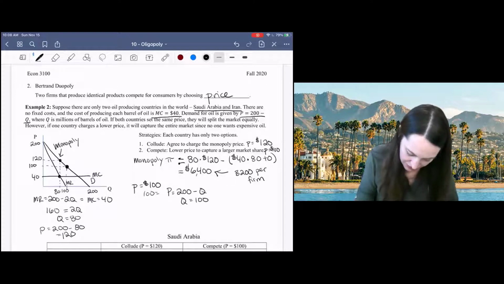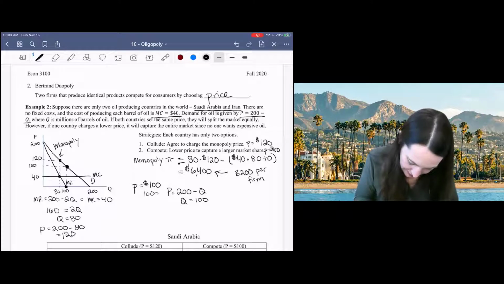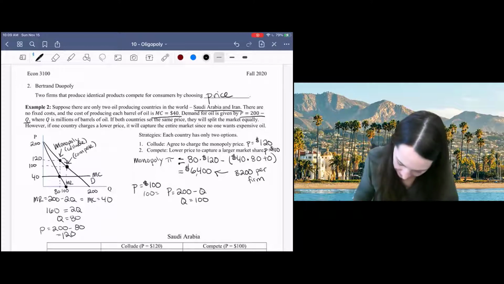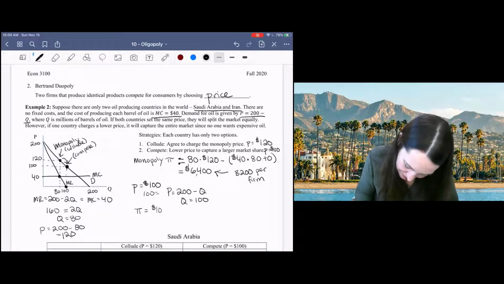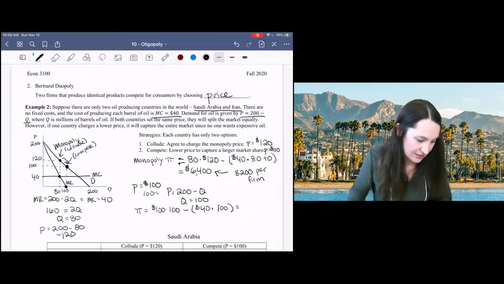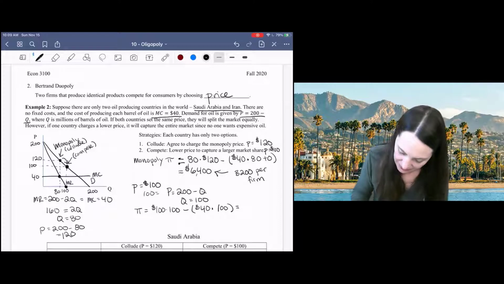Q would equal 100. Okay. So this is collude. Here, this is compete. And how much profit will there be? Well, we've got 100 times 100 minus 40 times 100, which is going to give us 6,000.